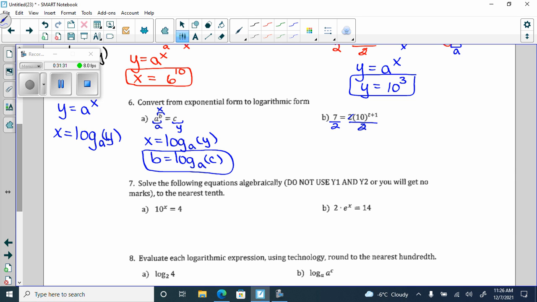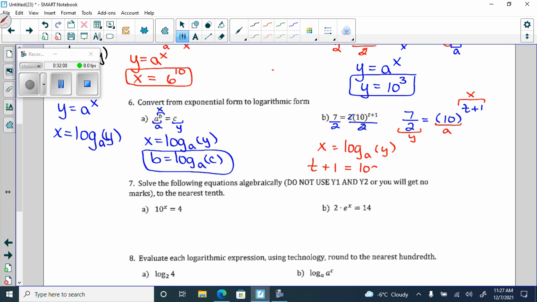Now 7 over 2, I could leave it 7 over 2, or I could convert it to 3.5 because it's a terminating decimal. If it's a decimal that just keeps going, you can't just cut it off, because that would mean you were rounding before the answer. So if you use 7 over 2 or you use 3.5, both are acceptable. Okay? I'm going to leave it as 7 over 2 just to prove a point. So I have 7 over 2 equals 10 to the t plus 1. Now I line them up. Y, a, x. And I need to do x equals log base a of y. So x is t plus 1 equals log base 10 of 7 over 2, which is done.